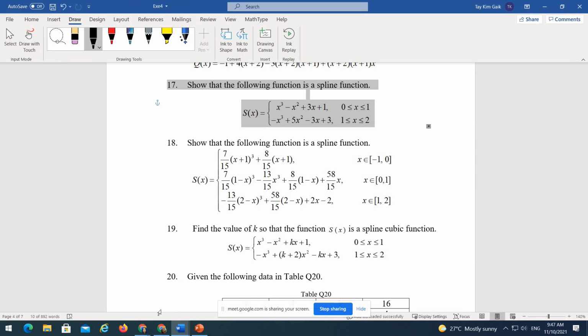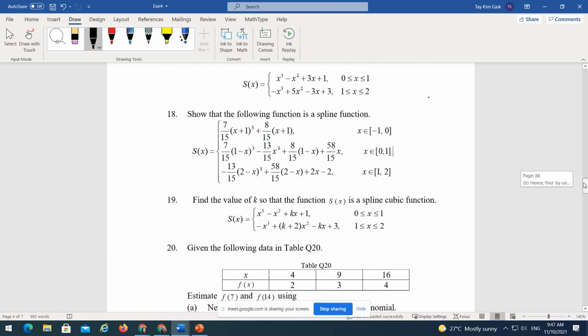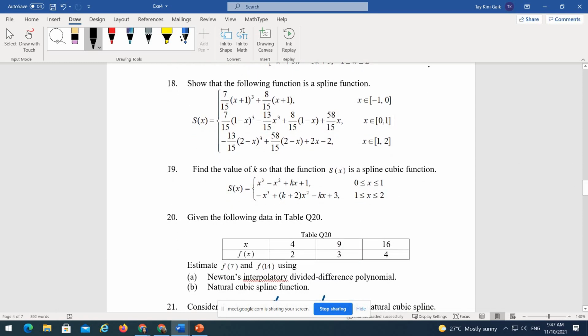Do you have any questions here? Question 18 is also similar to 17. Then question 19 will be a little different, where you need to find k. Find the value of k, and show that the function S(x) is a cubic spline function. Any questions that you want to ask? If not, you may try question 18 yourself, as it is similar.